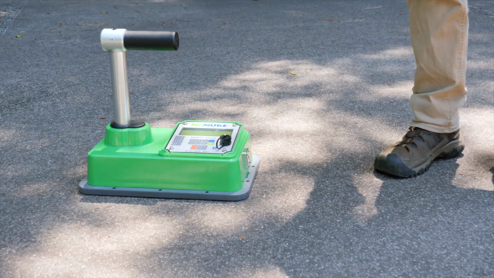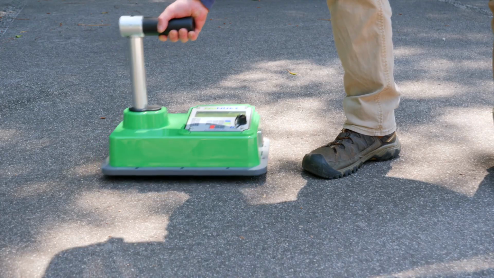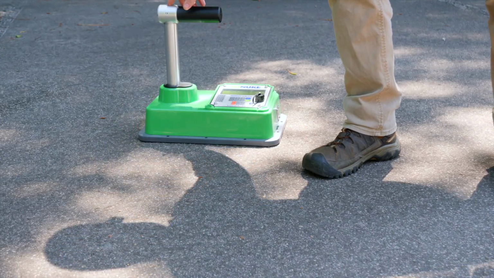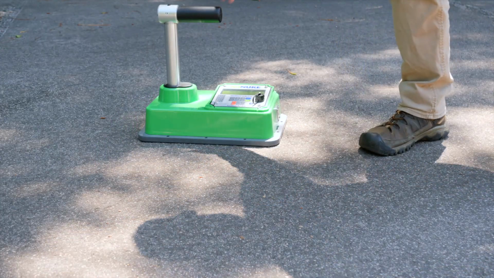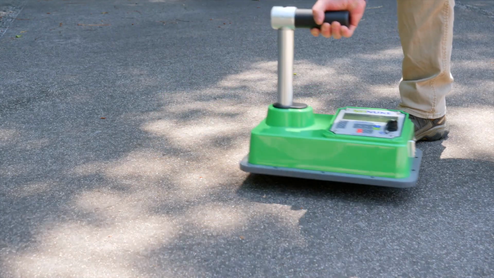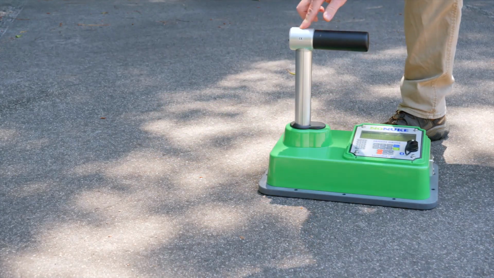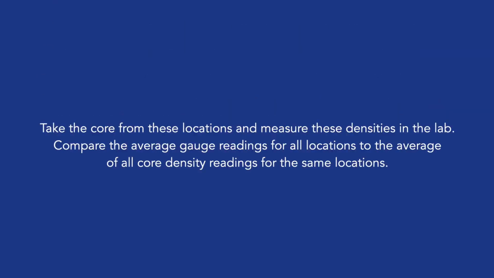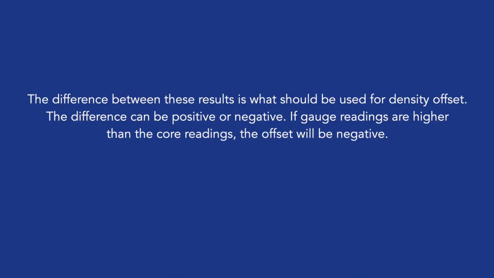After the 5th reading, or when total of all the readings are completed, the NoNuke will display the average density. Record this density and the densities from the other core locations. Take the core from these locations and measure their densities in the lab. Compare the average gauge readings for all locations to the average of all core density readings for the same locations. The difference between these results is what should be used for density offset.